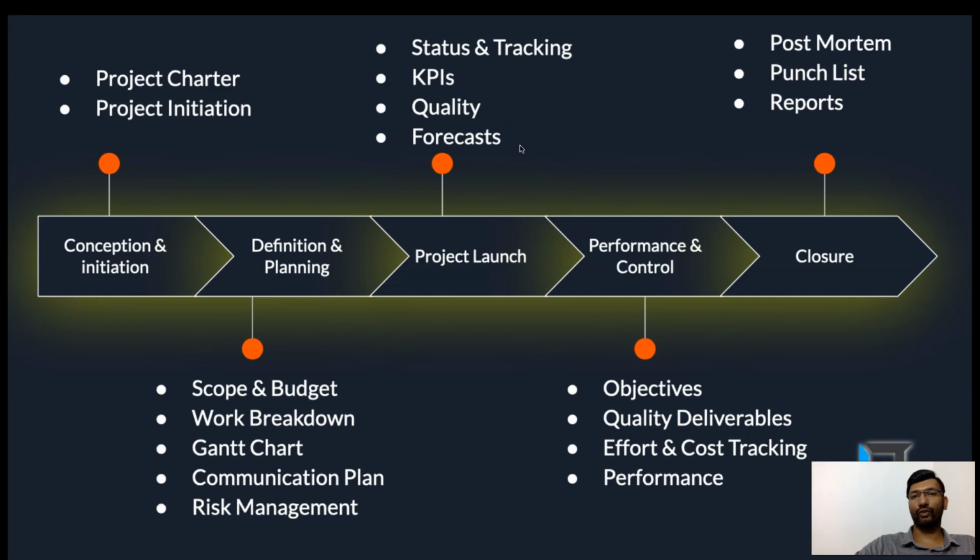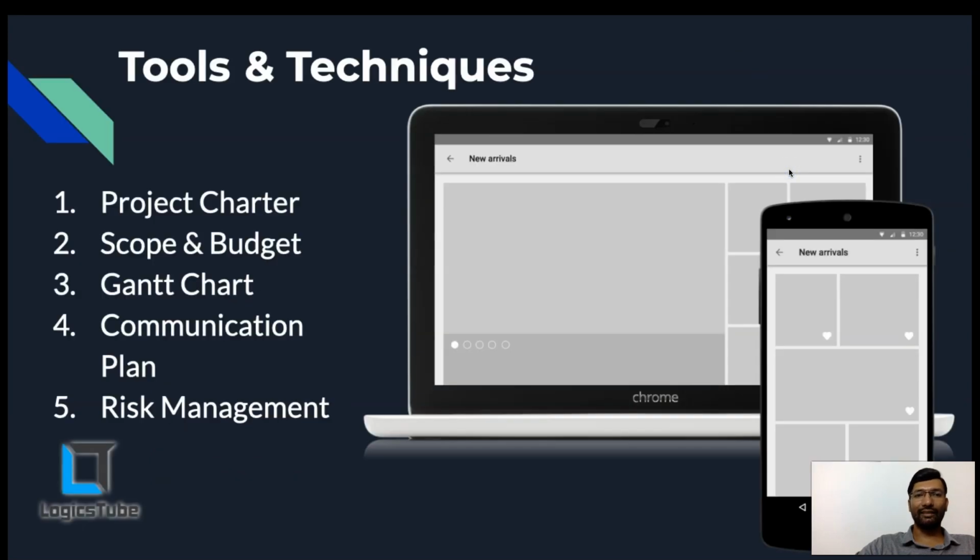quality, and forecast tools. Coming to the fourth process, performance and control, we have to check and cross verify whether the objectives are met with the project requirements, quality deliverables, effort and cost tracking, and performance. And at the final process, it is the closure. The main tools are a general postmortem of the whole project, a punch list, and finally project reports. And as an overview of the whole process, these are the major tools we are using in a project.